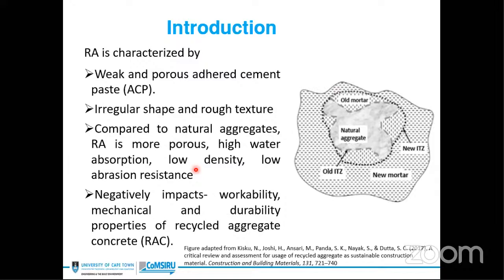Now, when you compare the properties of recycled aggregate to natural aggregate, you realize that recycled aggregate is generally more porous, it has a high water absorption, it has low density, and it has a low abrasion resistance. Consequently, this has impacted the workability properties, the mechanical properties, and the durability of the concrete produced from recycled aggregates.